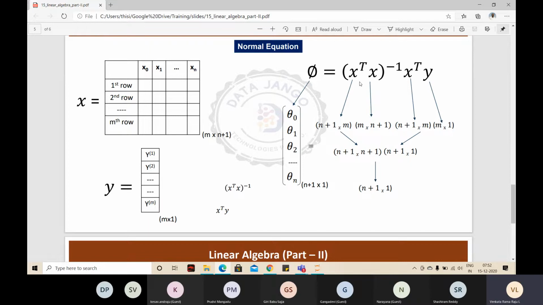So the transpose of X is n plus 1 by m, and X is m by n plus 1. We can multiply these two matrices. We are multiplying X with itself, which we do in many places.